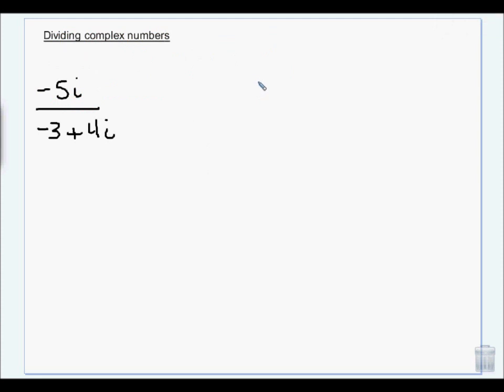Dividing. Big no-no. You can't have i in your denominator. So remember our conjugates before? Well, now we're going to have something called a complex conjugate. And that's if you have a plus bi, it's a minus bi. First sign stays the same. The only sign that changes is the one in the middle. So we don't care if this is positive or negative. This is the only one we care about.